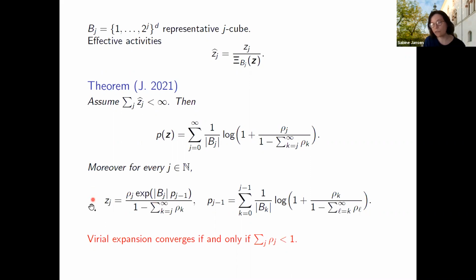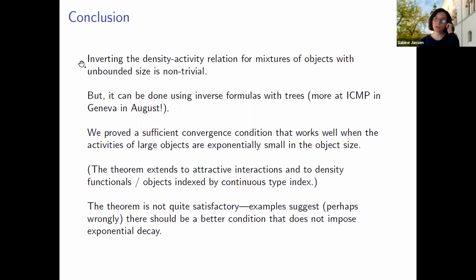And this is what motivated a little bit my choice of a toy model, where I wanted to explain what kind of problem could happen. And here again, you see the density expansion seems to be nicely behaved in the sense that for this model, there is no conditional exponential decay. Good. And that's what I wanted to say. So to summarize, I hope I convinced you that inverting the density activity relation for mixtures of objects with unbounded size is actually non-trivial. It's not just your standard inverse function theorem. But it can be done.